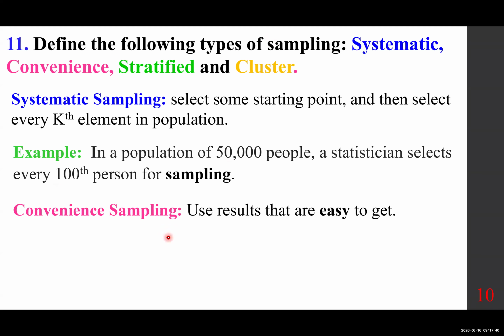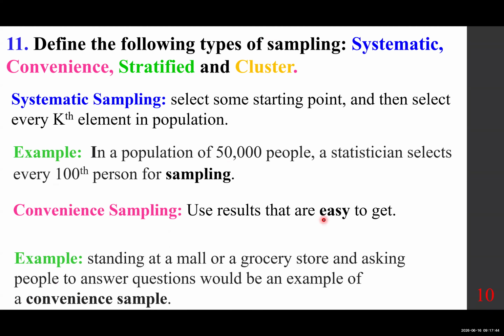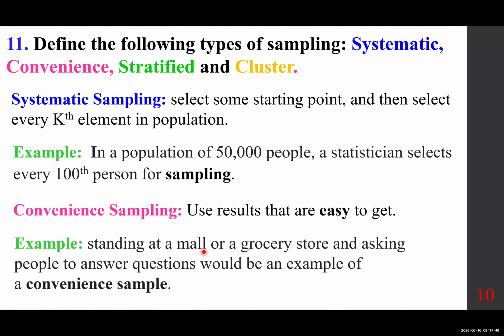Convenience sampling: use results that are easy to get. Example: standing at a mall or a grocery store and asking people to answer questions would be an example of a convenience sample. Or you may randomly ask your fellow students about some subject; that is a convenience sample.